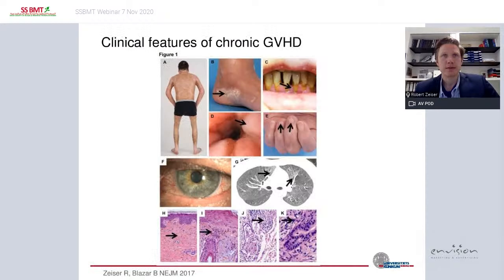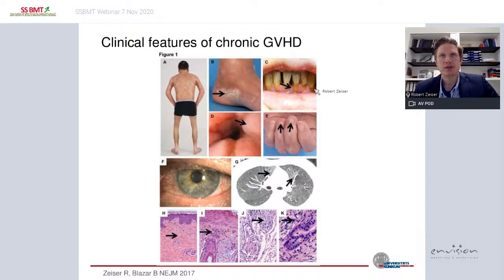The clinical features of chronic graft versus host disease are very diverse. You can have systemic sclerodermic changes, as you can see here in panel A. This patient has a severe scleroderma with fasciitis. He leans forward because his skin is so hard that he can hardly flex his arms. But this is only one type of manifestation. You can also have very localized manifestation of chronic GVHD, as you can see in panel B, with the arrow pointing towards a localized chronic GVHD lesion.